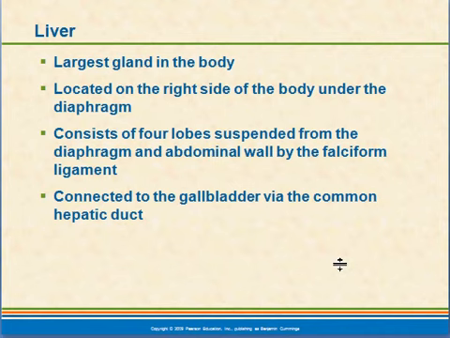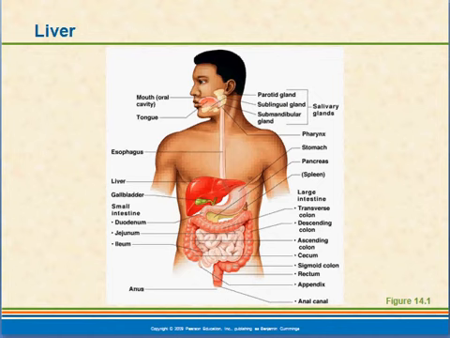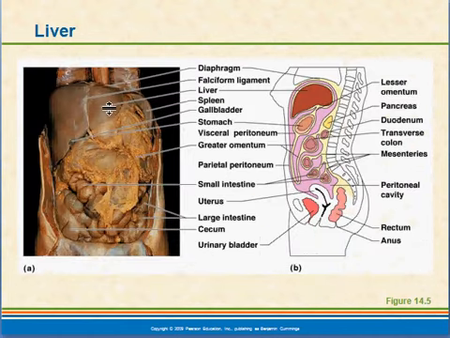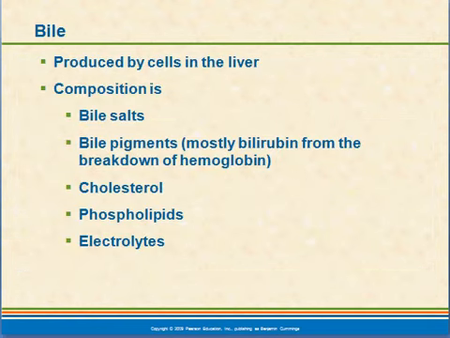Now, there's your liver, there's your stomach, and the gallbladder is a little green structure there. The liver has about 40 different functions. One is to produce bile, and that consists of bile salts, bile pigments, which are mostly bilirubin from the breakdown of hemoglobin, cholesterol, phospholipids, and electrolytes.